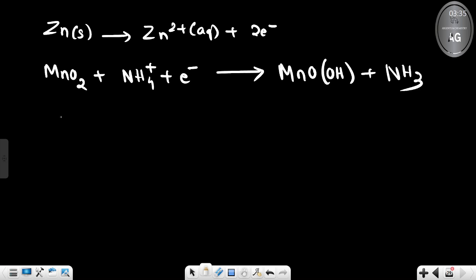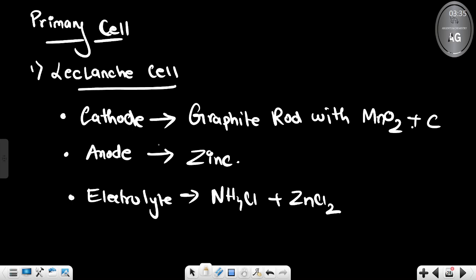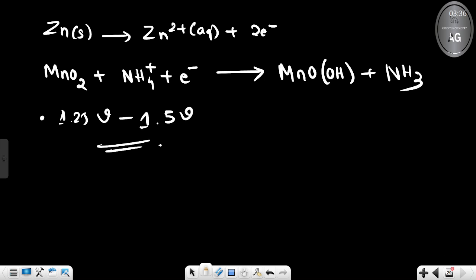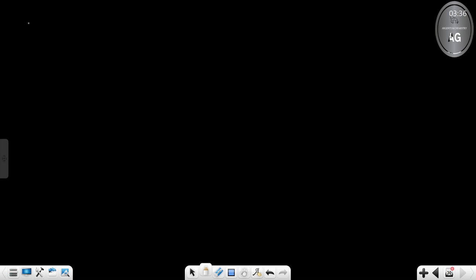Clear? Voltage of this is approximately 1.25 volt to 1.5 volt. The cell reaction to remember, and the overall reaction you can calculate by multiplying with the 2 and cancelling. Clear? So again I am repeating: Leclanche cell, cathode graphite rod surrounded by MnO2 and carbon, anode zinc, electrolyte zinc chloride, ammonium chloride, reaction given over here. Next, this is completely theory based, I'm telling you.